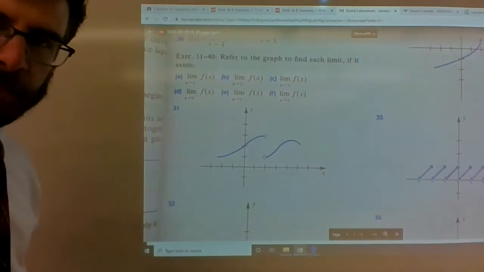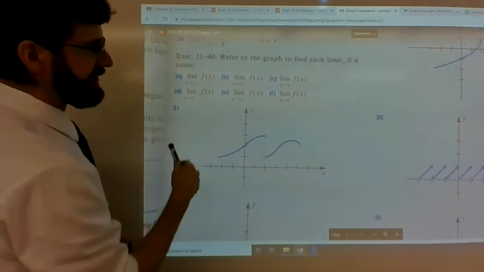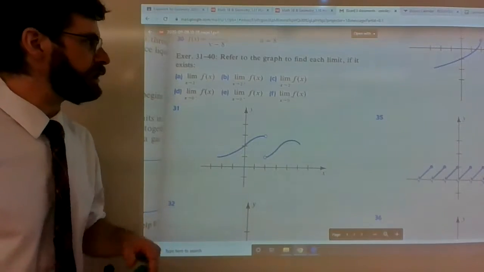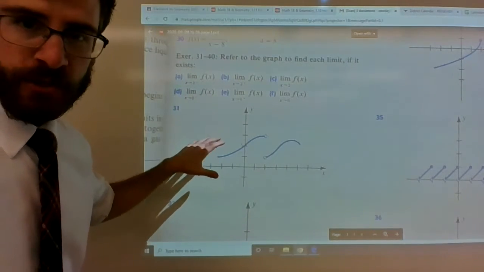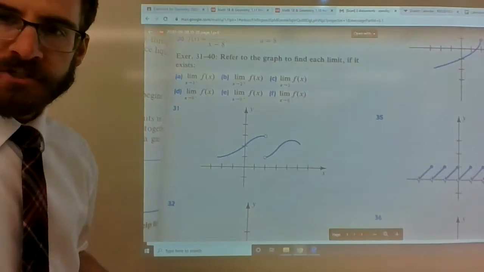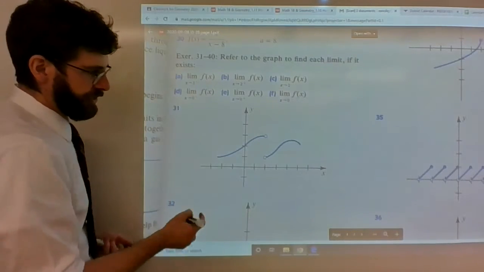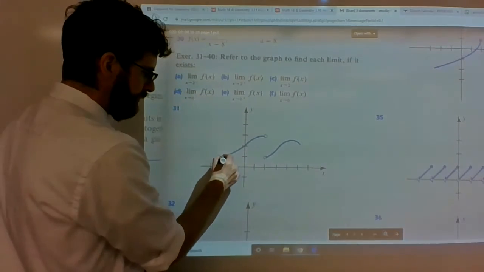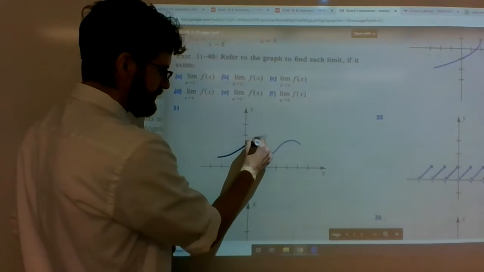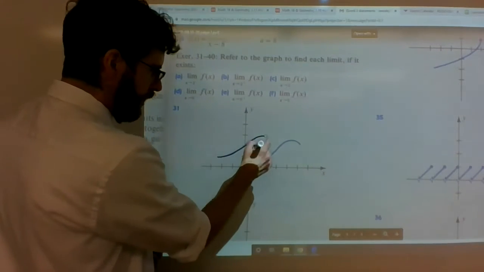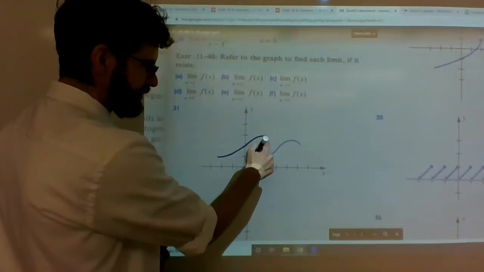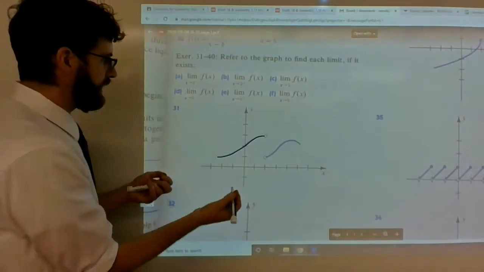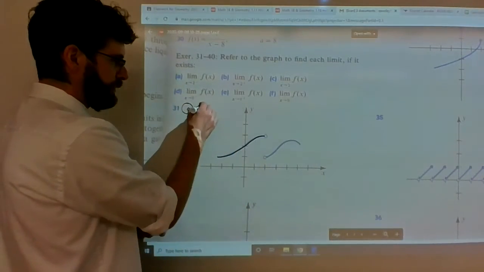So, I'm going to start with number 31. On each of these exercises, you're doing 6 different tasks. And you're basically looking at x equals 2 and x equals 0 as the points of interest. So, starting with x equals 2, on number 31, from the left, you're following the curve all the way until x equals 2. This is what our y value should be from the left of x equals 2. Our y value should be 1, 2, 3 units. So for number 31, a, the limit as x approaches 2 from the left is 3.